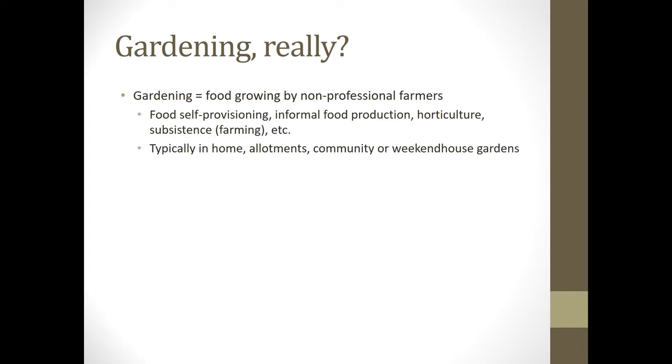You can find different terminology. For example, in our team, we very often use food self-provisioning. In literature, you will often find informal food production, in opposition to the market or professional formal food production. You can find horticulture, both for this hobby gardening, but horticulture is also for professional gardening. Sometimes you can find subsistence farming and so on. Typically, especially in European contexts, we talk about home gardens, allotment gardens, sometimes community gardens or weekend house gardens. In the Czech context, the most typical are home gardens.